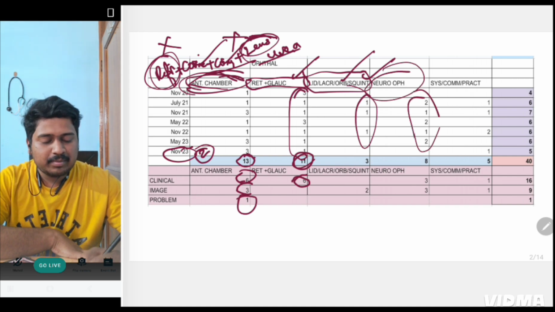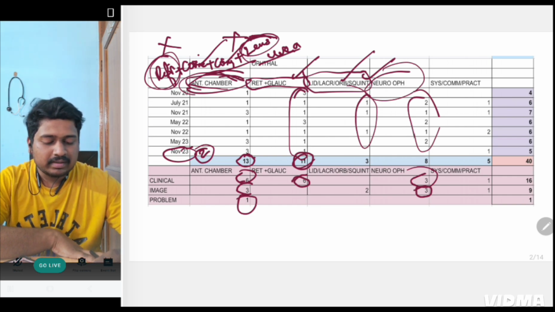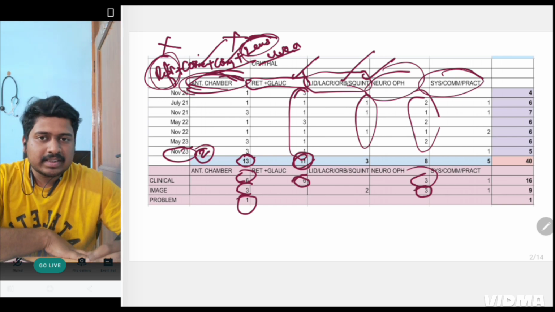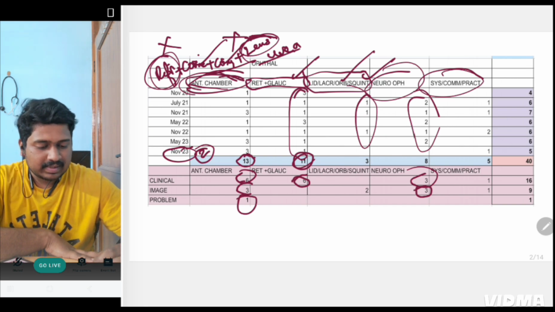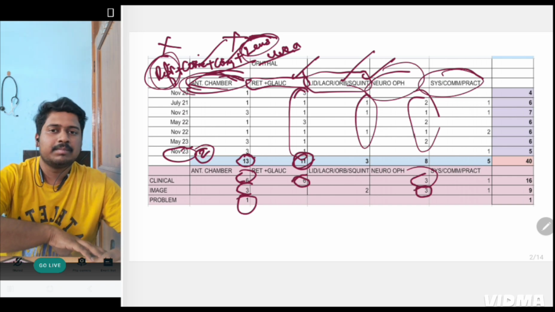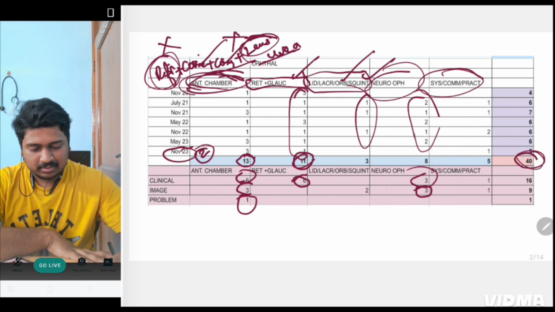Neuro ophthal again is important because many image based questions were asked: 3 image based questions and 3 clinical case based questions. Neuro ophthal is a small topic, so you should give importance to it. Then systemic and practical ophthalmology, like manifestations of vitamin A deficiency or some other systemic deficiency, and COVID manifestations in the eye, were asked, but that is not much repeated. Then some practical questions were asked, like Snellen's chart and how to test vision. So a total of 40 questions were asked.